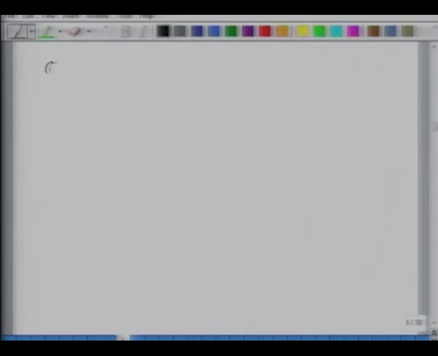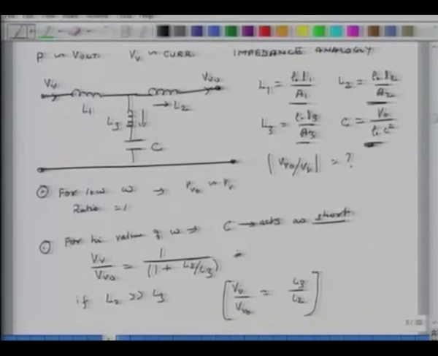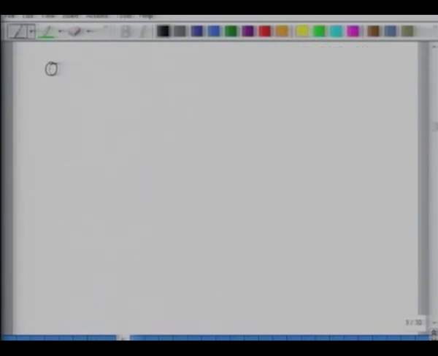And finally, what will happen at the resonance point? So you have this circuit. What happens when there is a resonance in this part of the circuit? Impedance goes to zero. So what happens to V naught? V naught will be zero. So at resonance, V naught equals 0. So V naught over V is 0.